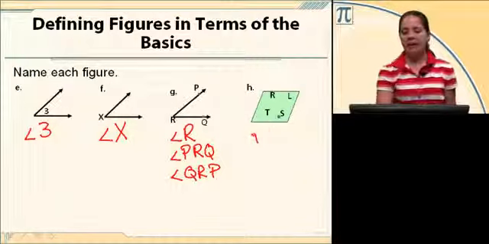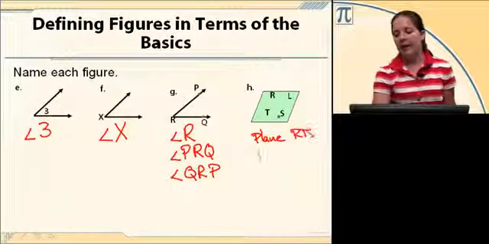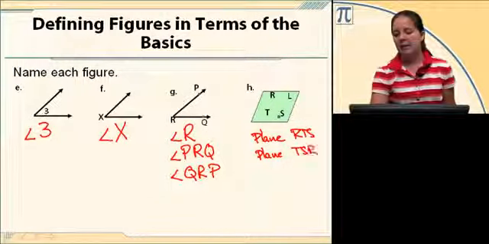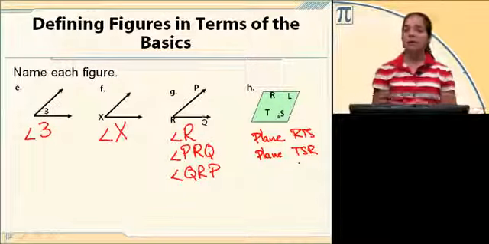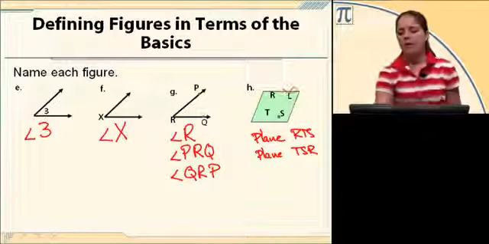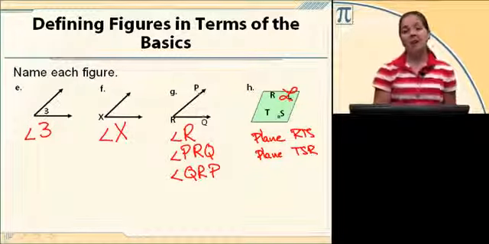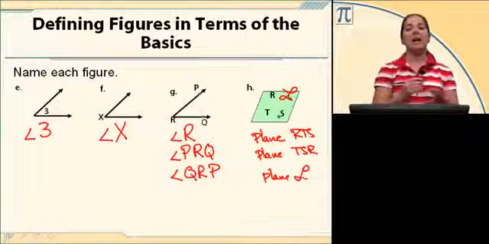H, that's a plane. So I've got plane RTS, plane TSR, plane SLR, any combination of those 3 letters, doesn't matter. Any order, doesn't matter. Now if this L were a capital script L, then we could say plane L and not have to use 3 letters.